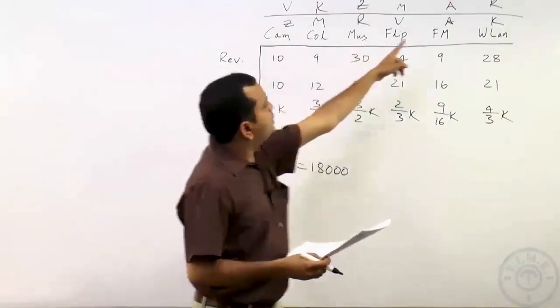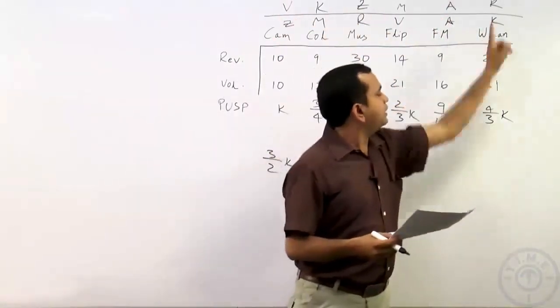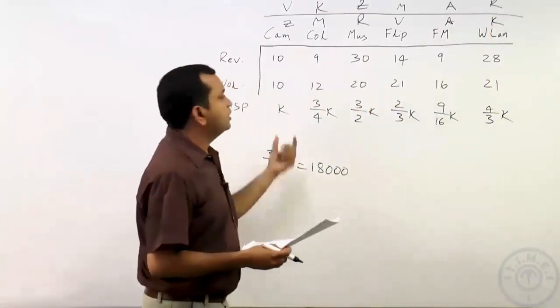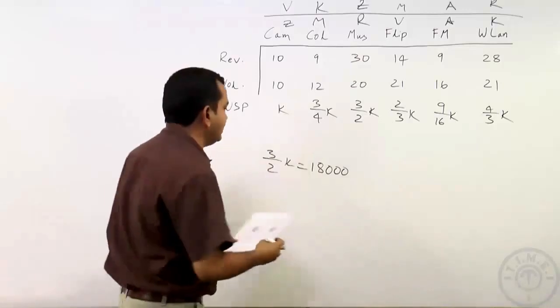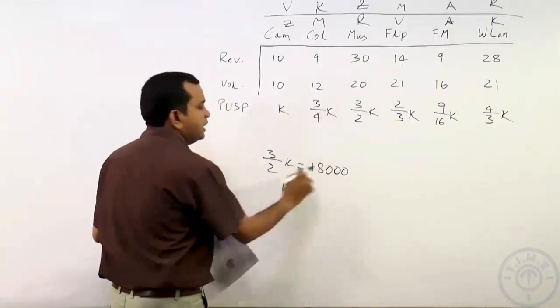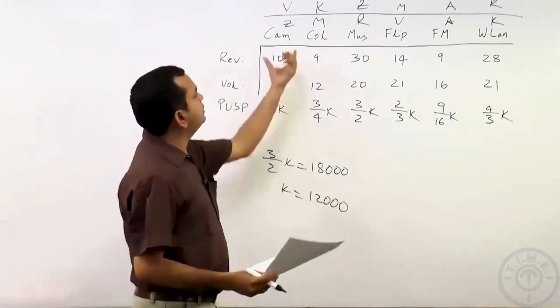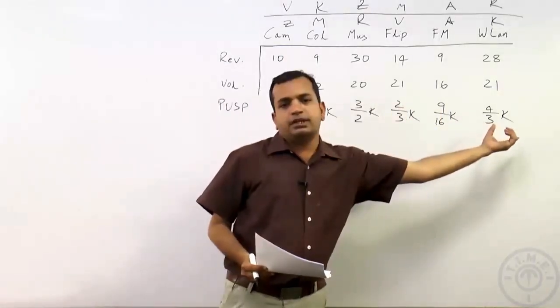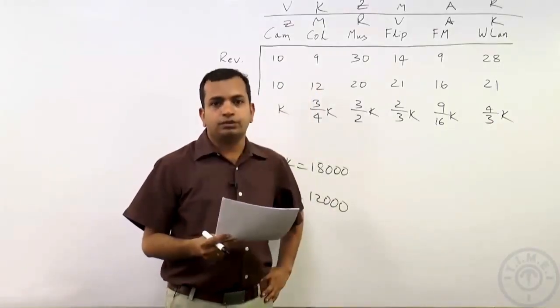Now, in case 2, the difference between the selling price of k and z: z is k and k is 4/3 k, which means 1/3 k is what we need to find out. We need to find out the value of 1/3 k. Now, we know from this that k is 12,000 and we need the value of 1/3 k, because 4/3 k minus k is what we need. Therefore, 1/3 k will be 4,000.